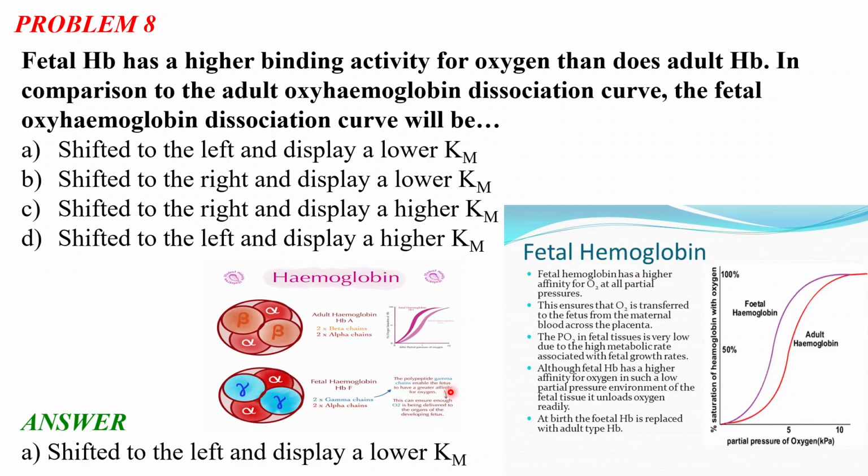The gamma polypeptide chains enable fetal hemoglobin to have greater affinity for oxygen, which ensures enough oxygen is delivered to the organs of the developing fetus. And this is the dissociation curve. The fetal hemoglobin has a higher affinity for oxygen at all partial pressures. So this ensures that oxygen is transferred to the fetus from the mother's blood across the placenta.